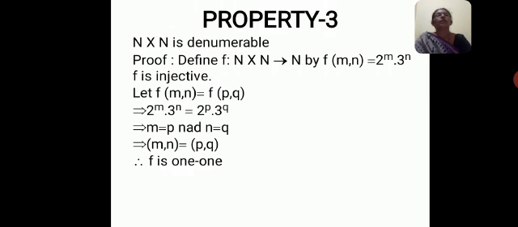Property 3. The statement of property 3 is: N cross N is denumerable. Proof of this: define the function f from N cross N to capital N by f of (m, n) is equal to 2 to the power m into 3 to the power n. f is injective. Let f of (m, n) equal to f of (p, q). That implies 2 to the power m into 3 to the power n is equal to 2 to the power p into 3 to the power q. That implies m equal to p and n equal to q. That implies (m, n) equals (p, q). Therefore, f is a one-one function.